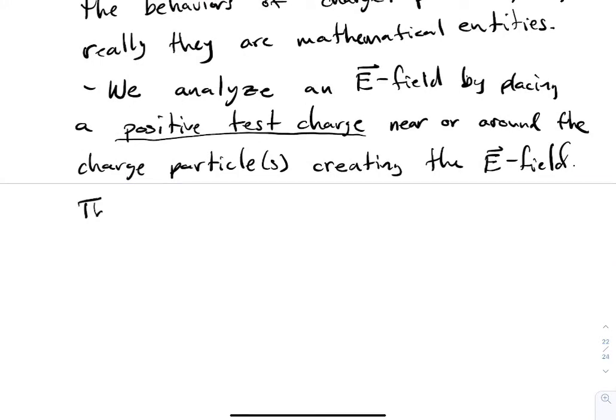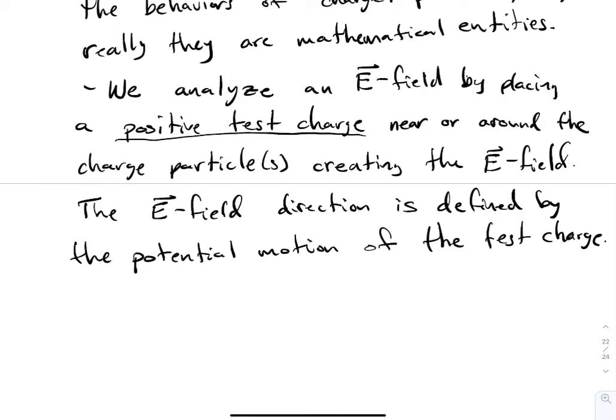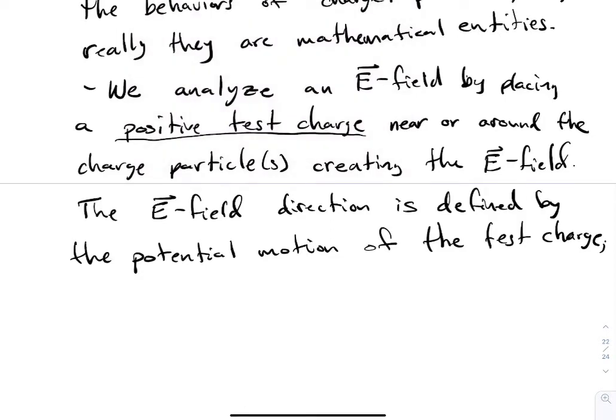We're going to say the electric field direction is defined by the potential motion of the test charge. And I'm going to show you this, so this will all make sense. And after I say test charge, I'm going to put a comma, because we always call the test charge Q sub O.